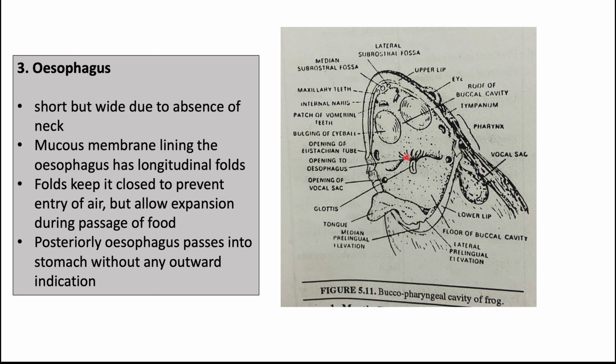Here look at this, it is wide due to the absence of a neck, plus the mucous membrane lining the esophagus has longitudinal folds. What do these folds do? These folds keep it closed to prevent entry of air but allow expansion during passage of food, so food can be swallowed easily. Now this esophagus leads into the stomach without any outward indication.